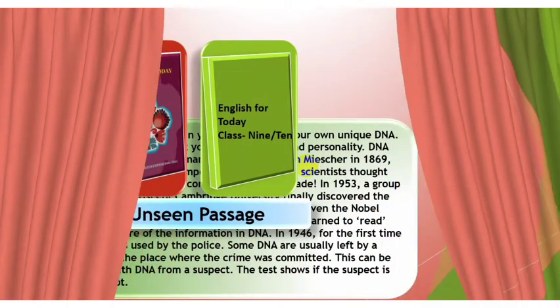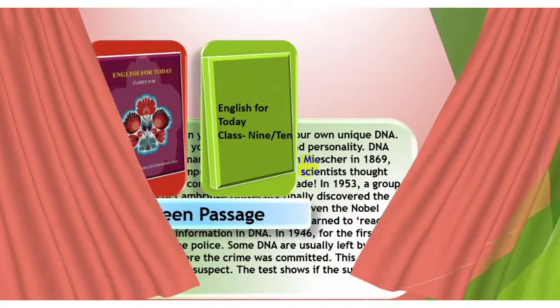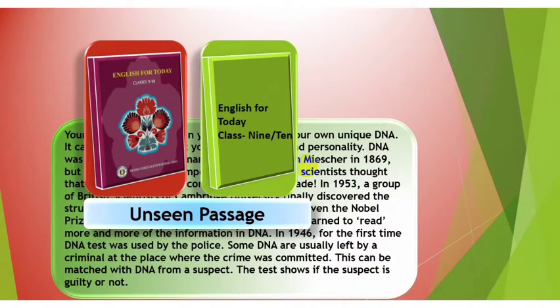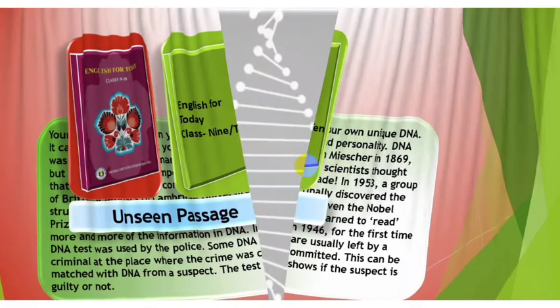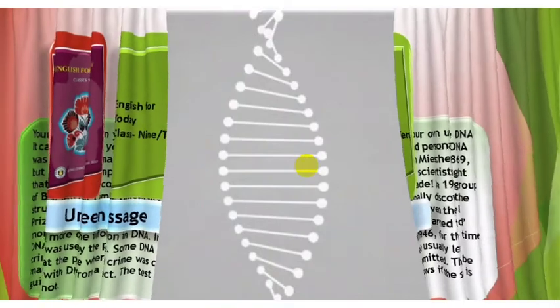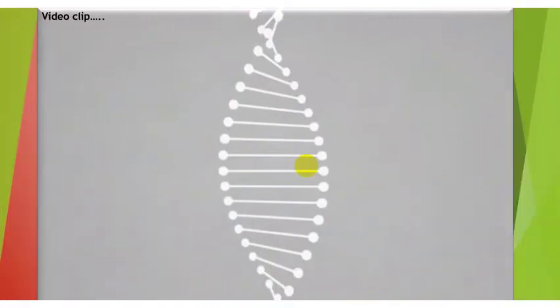Dear students, my today's English class is about an unseen passage, which includes question number 4 and question number 5 for class 9-10 students. First, I want to start my class by showing a video clip. This video will give you an idea about what topic we are going to start. So, let's get started.